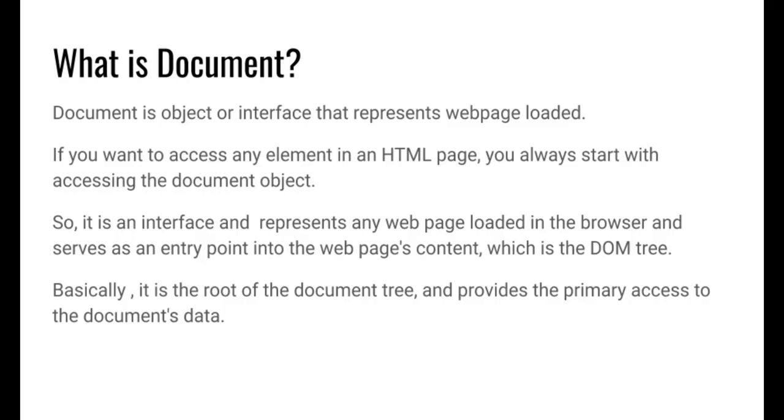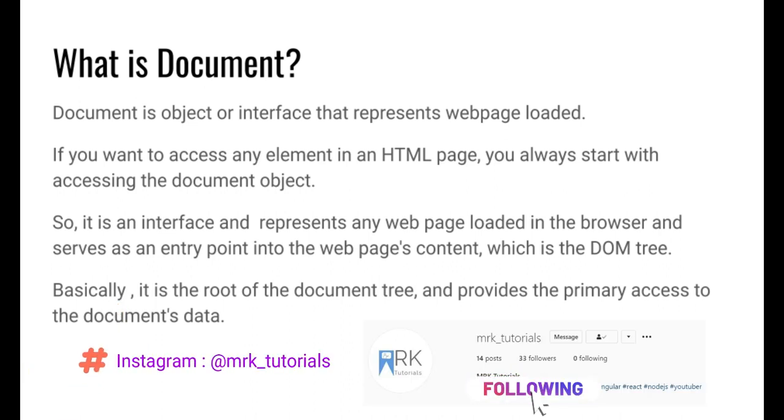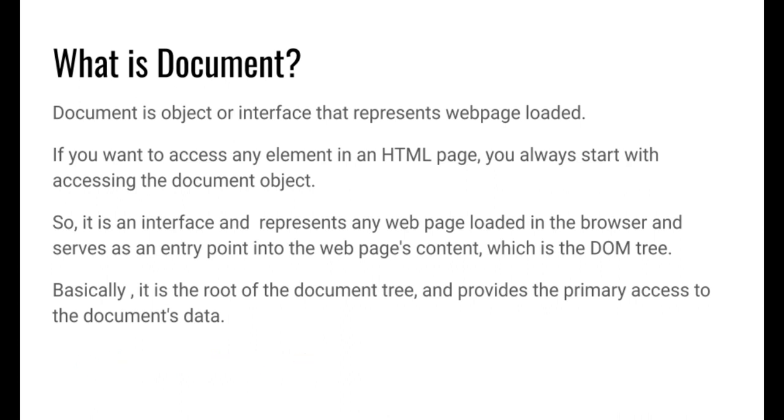Let's start the theory part of this video. So, what is document? Document is an object or interface that represents the web page loaded. If you want to access any element in an HTML file or HTML page, you always start by accessing the document object. Conceptually, it is the root of the document tree and provides the primary access to the document's data.